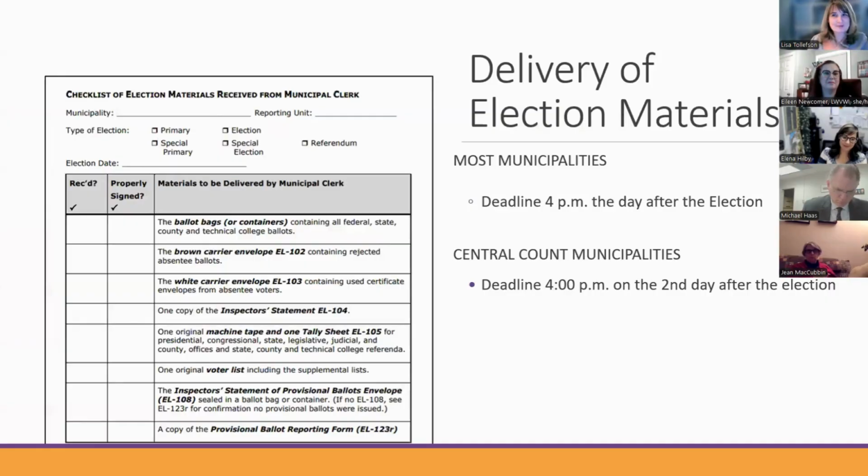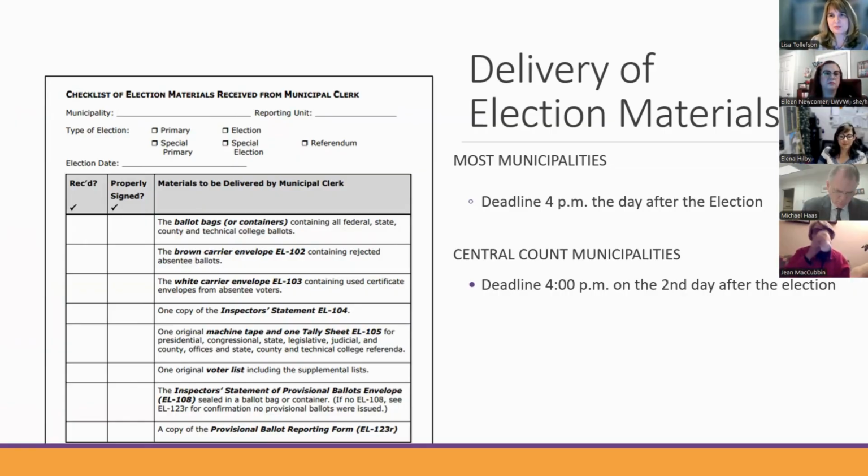So you've seen some of the screens, the different pictures that Elena had up. We are going to take delivery of all those materials from our municipal clerks the day after the election, or sometimes election night. So most municipalities, the deadline is 4 p.m. the day after the election. Central count municipalities have an extra day, so they can get those to us by 4 p.m. the second day after the election.